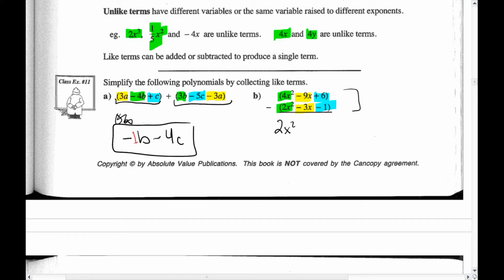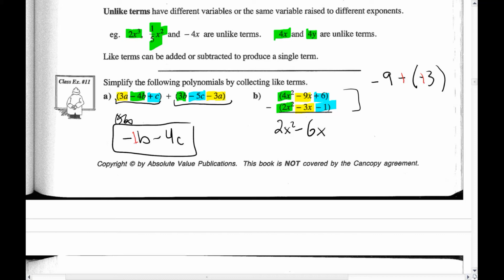Now, the next one's a little bit trickier to visualize because we have negative 9x's and we're going to subtract negative 3x's. So if you write it out, it's like negative 9 minus negative 3. And when you subtract a negative, you chop, and you make it a positive. So now it's like saying negative 9 plus 3 is negative 6. And those are x's.